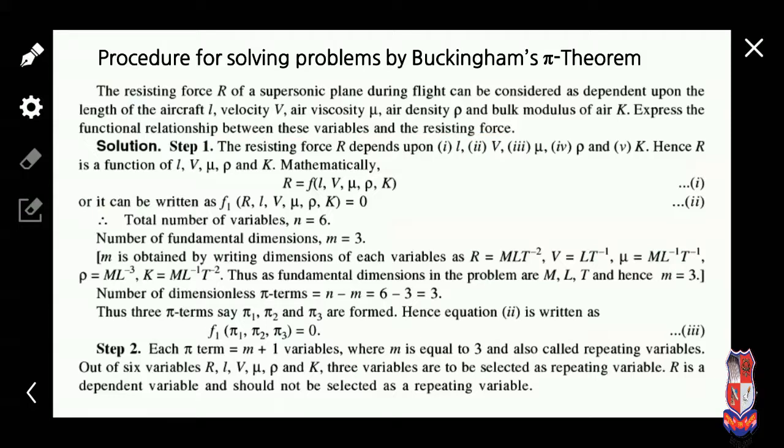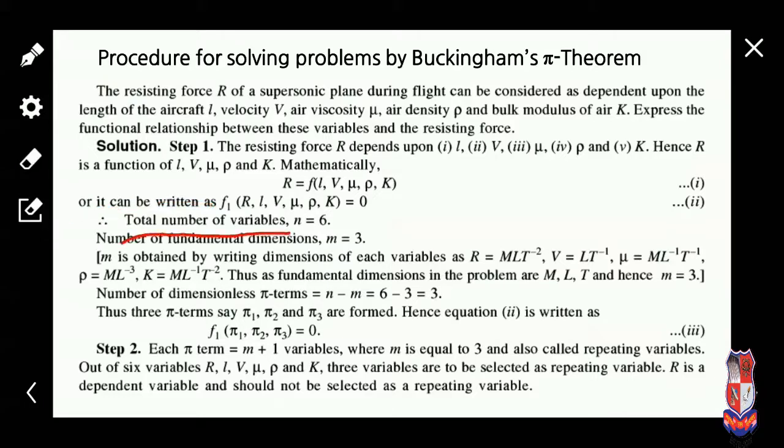Now the solution of this problem with the help of the Pi theorem. First of all, the resisting force R depends upon the length of the aircraft L, velocity V, viscosity mu, air density rho, and bulk modulus K. Hence R is a function of L, V, mu, rho and K mathematically. It can also be written as a function f1 of R, L, V, mu, rho and K equal to 0.